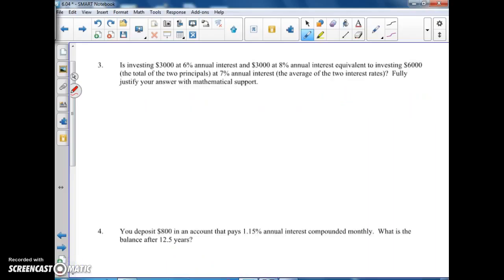That's a little confusing by the board, okay? So you see, you're investing $3,000 at 6% annual interest, right? This isn't compounded. This is like simple interest. So all you're going to do is take 3,000 times 1.06, and then you're going to add that to 3,000.